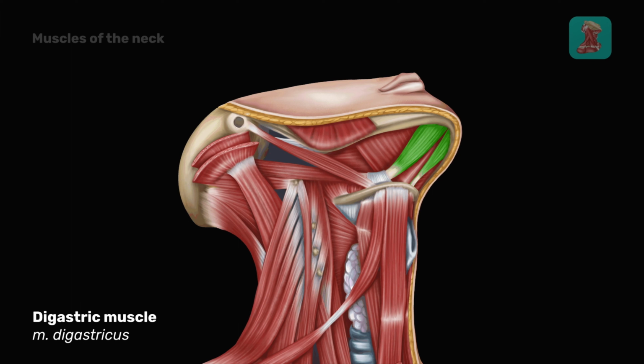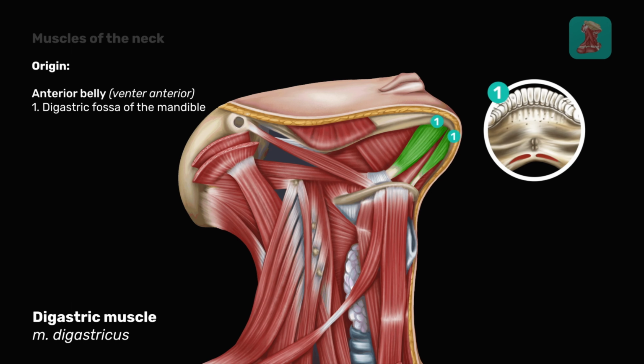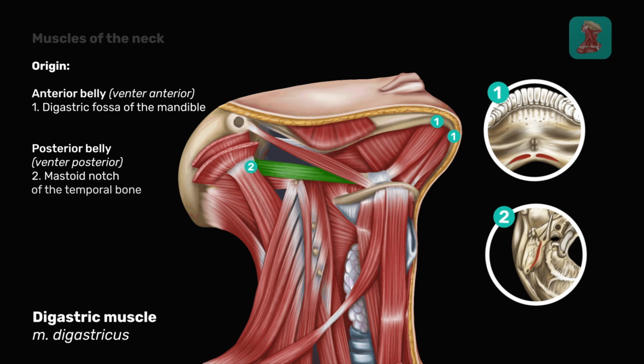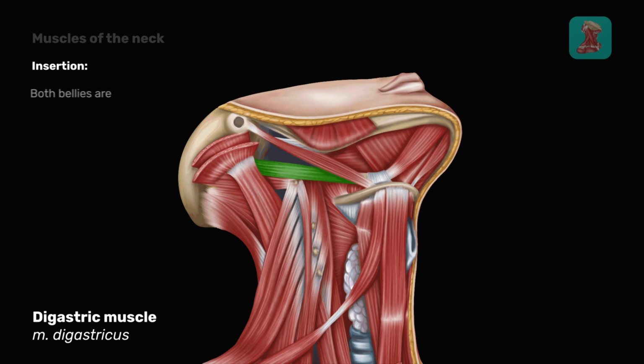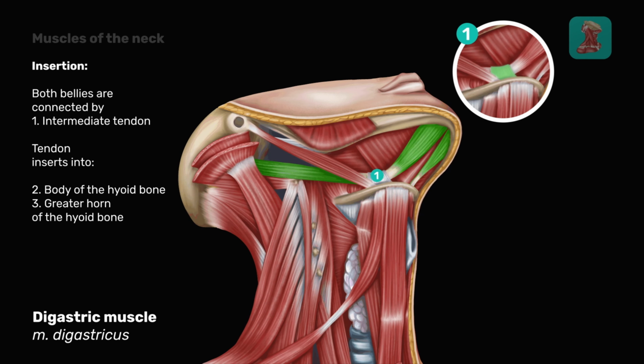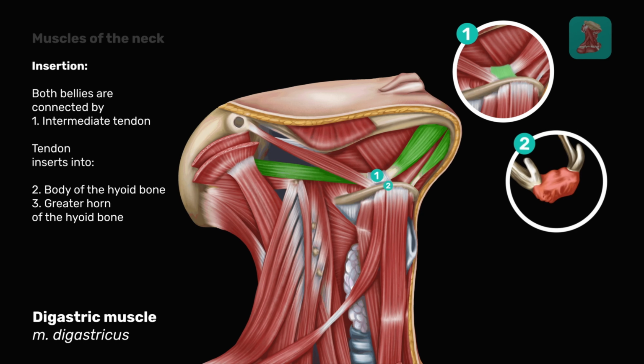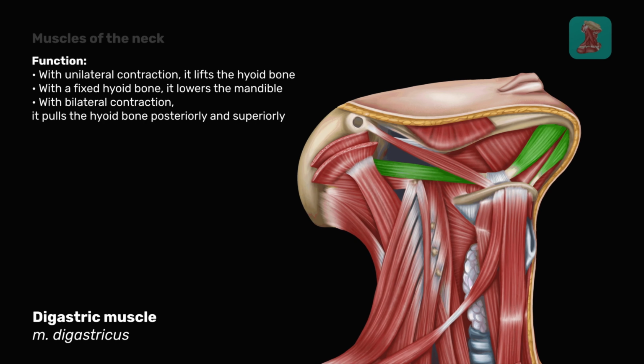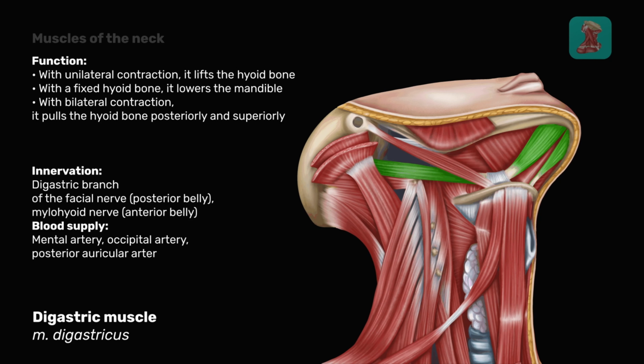The digastric muscle. Origin: the anterior belly arises from the digastric fossa of the mandible. The posterior belly arises from the mastoid notch of the temporal bone. Both bellies are connected by an intermediate tendon. The muscle inserts into the intermediate tendon, which inserts into the body and the greater horn of the hyoid bone. Function: with unilateral contraction, it lifts the hyoid bone. With a fixed hyoid bone, it lowers the mandible. With bilateral contraction, it pulls the hyoid bone posteriorly and superiorly. The following structures innervate the muscle and supply it with blood.